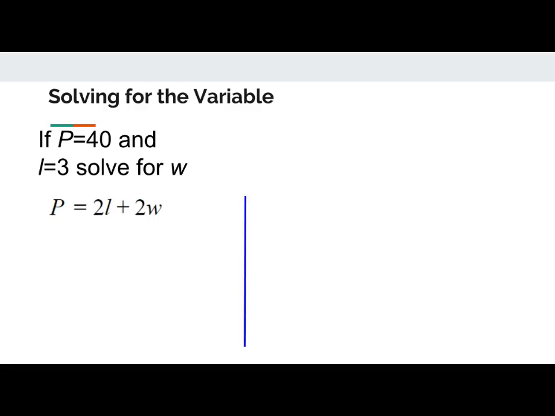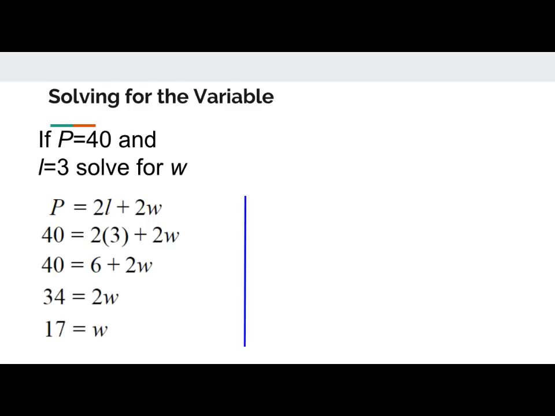If we just had to do this problem once, and we knew what the perimeter was, 40, and we knew what the length was, 3, and we wanted to solve for the width, W, the easiest way to do it would be to substitute the information that we have, simplify that problem a little bit, subtract 6 from both sides of the equal sign, and divide by 2. So it's a fairly straightforward problem once we substitute that information in.